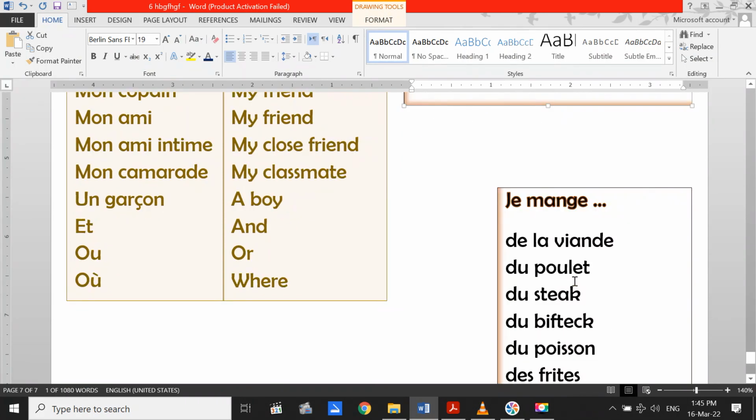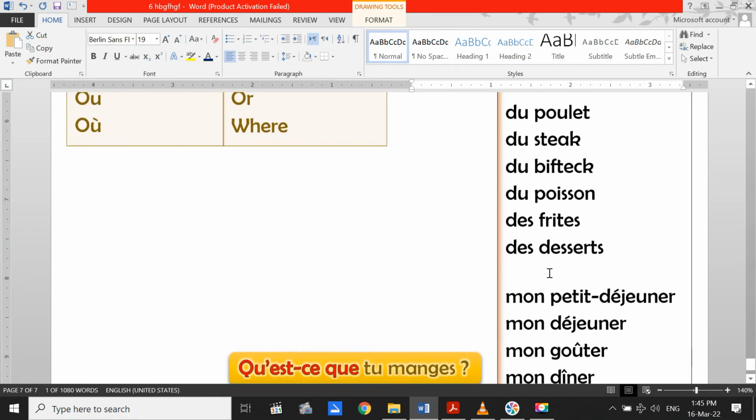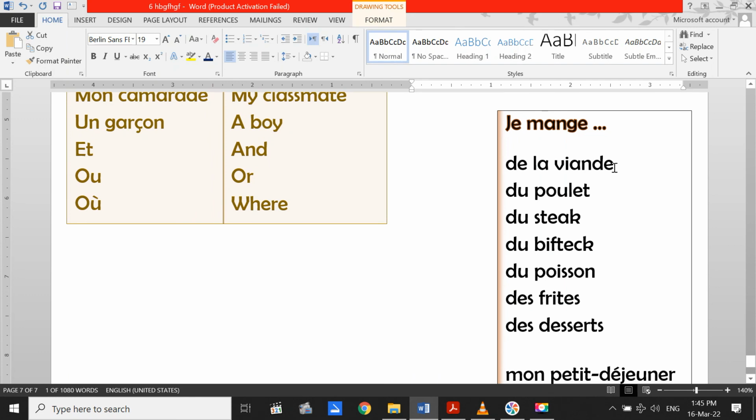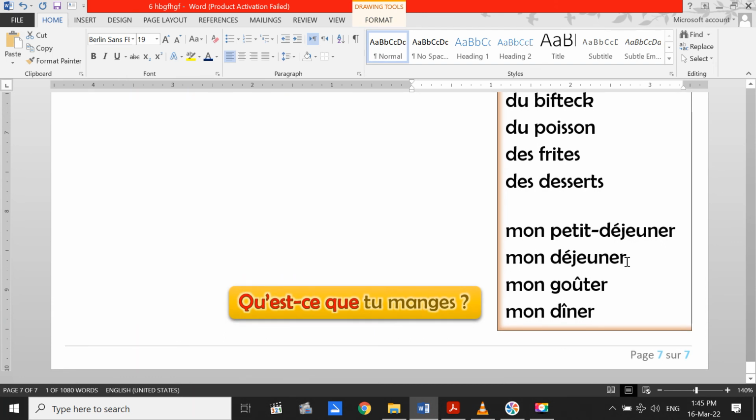Fall down. And here, this question, qu'est-ce que tu manges? What do you eat? We have here some dishes. Je mange de la viande, meat. And this is the halal meat, because we have the word jambon, which means the pig meat. Du poulet, it means a chicken. Du steak, the steak that we know, beefsteak. Du poisson, fish. Des frites, French fries. Des desserts, or sweets, like cake or gâteau.